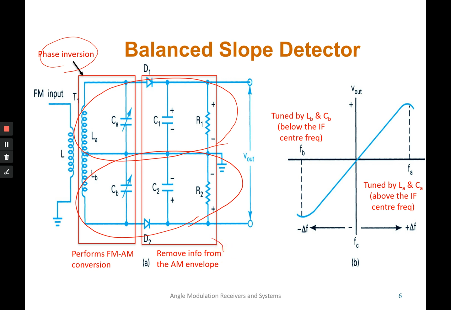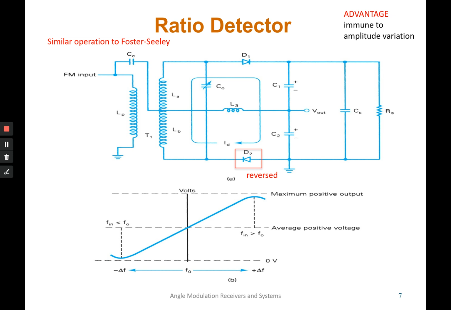So if we see the curve over here, the LA and CA over here can be tuned to get the IF center frequency, all right, and to be above the IF center frequency. Sorry, for the LB and CB, it can be tuned to get the frequency that is below the IF center frequency.